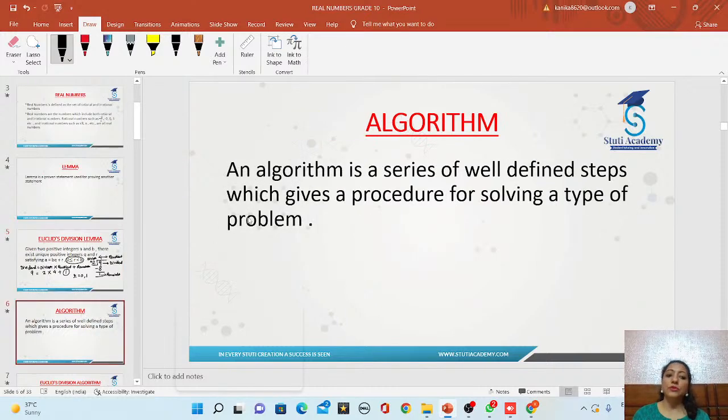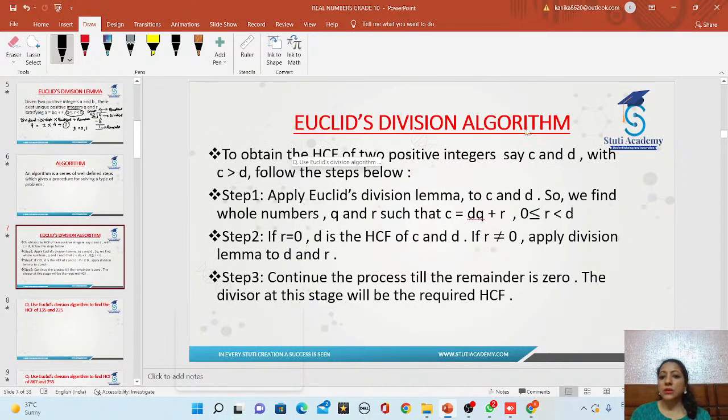So for this we have Euclid's division algorithm. Algorithm means that it's a series of well-defined steps which gives a procedure for solving a type of problem. So if I want to find the HCF of two numbers, I can just write down the steps. This is step 1, step 2 and step 3. That means I'm giving you the flow of steps to solve a particular problem. That's called an algorithm.